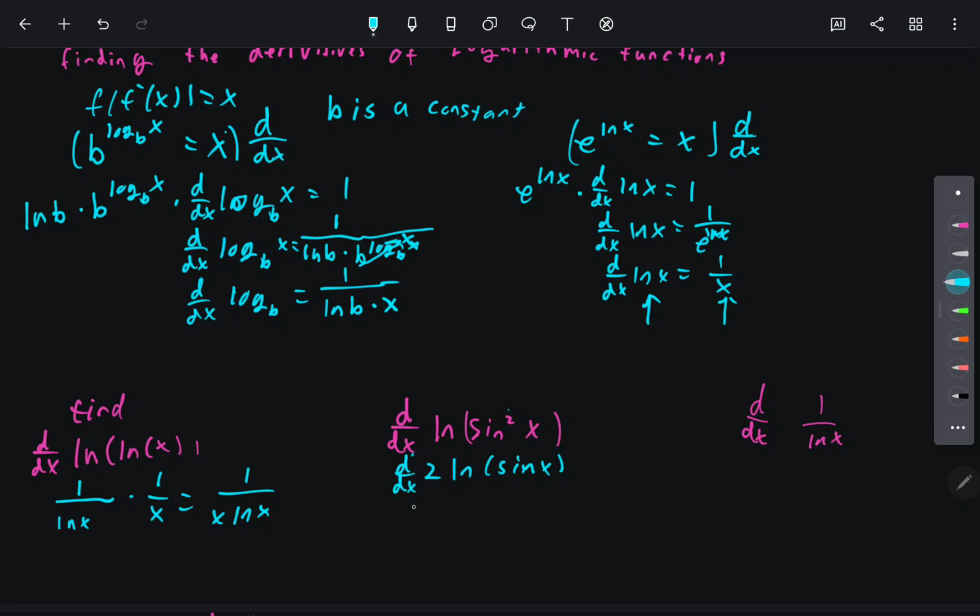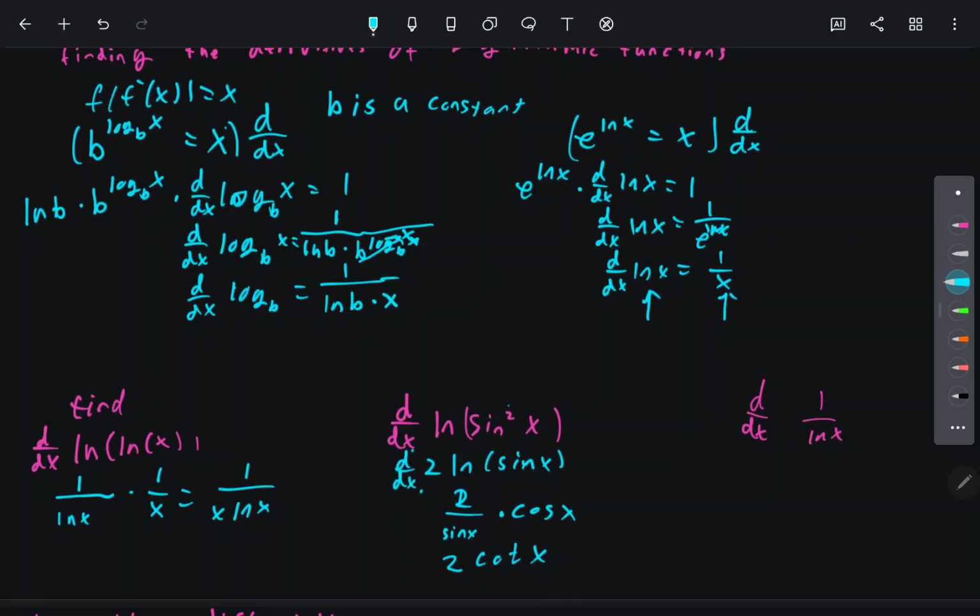So what we're left with is the derivative. Well, we always take the derivative of the outside first, which is going to be 1 over sine of x, times the derivative of sine of x, which is cosine of x, times 2. Well, cosine over sine, and we don't need that derivative anymore, that is just 2 cotangent of x.